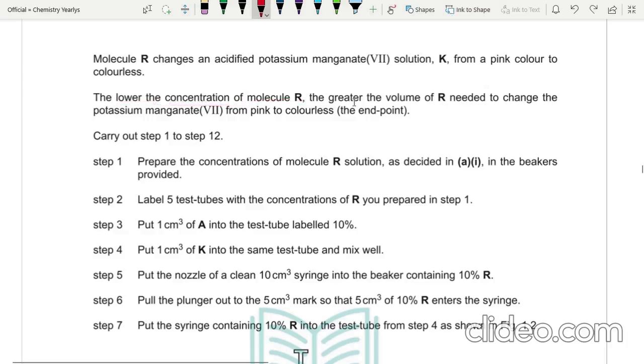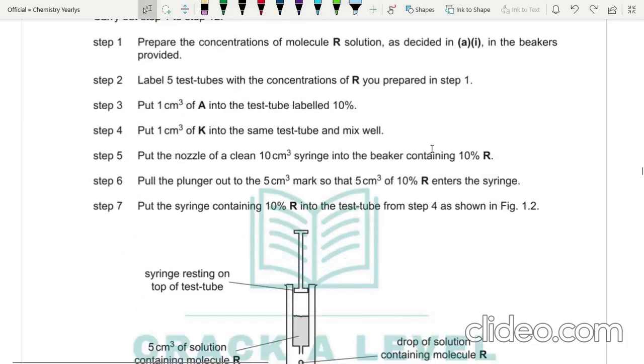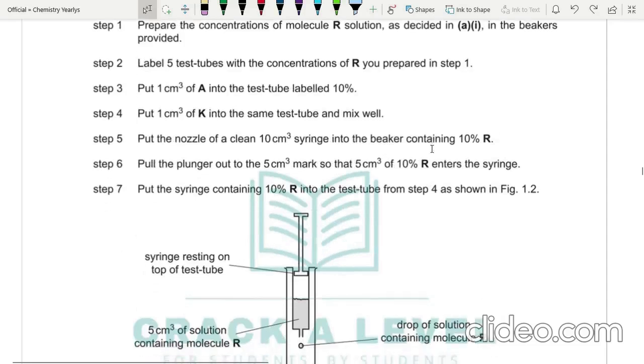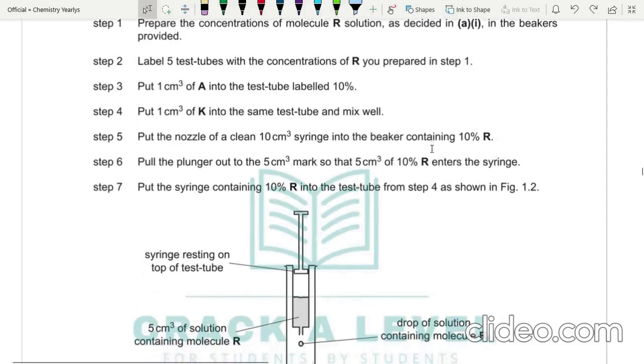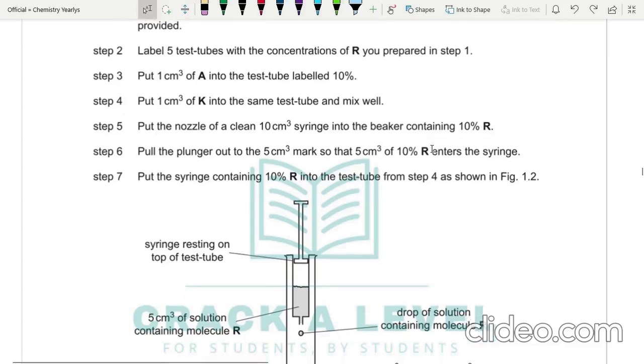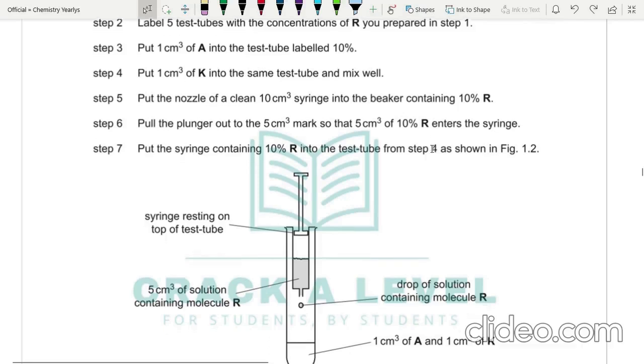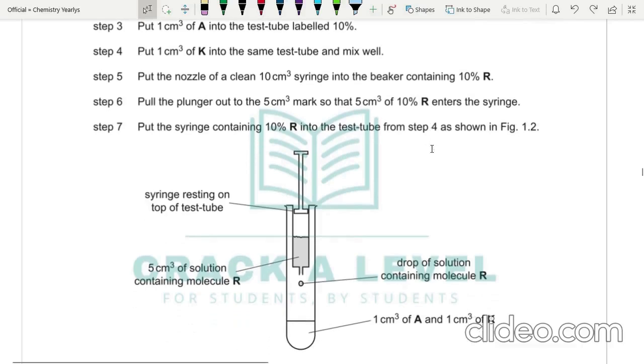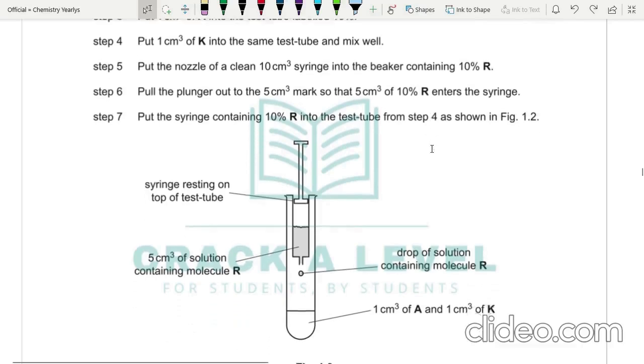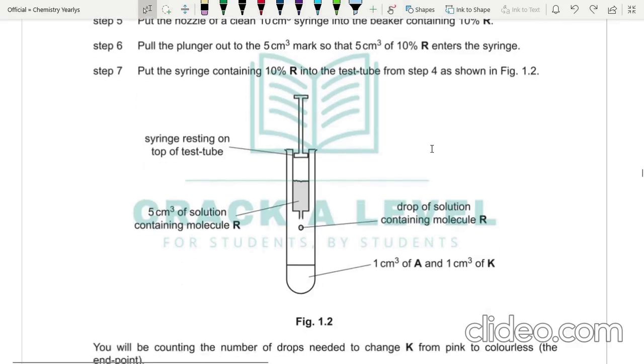Now carry out step 1 to 12. Prepare the concentration of solution R as decided in A1 in the beakers provided. Label 5 test tubes with the concentration of R you prepared in step 1. Put 1 cm cube of A into the test tube labeled 10%. Put 1 cm cube of K into the same test tube and mix well. Put the nozzle of the clean 10 cm cube syringe into the beaker containing 10% R. Pull the plunger out to the 5 cm mark so the 5 cm cube of 10% R enters the syringe. Put the syringe containing 10% R into the test tube from step 4.